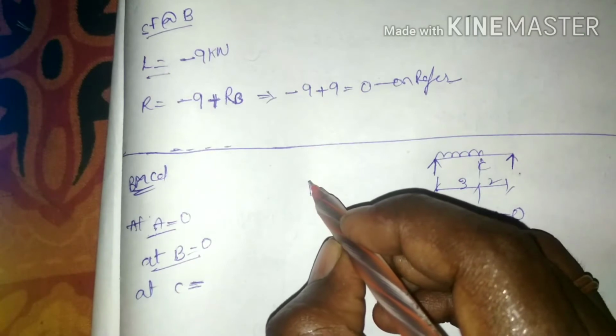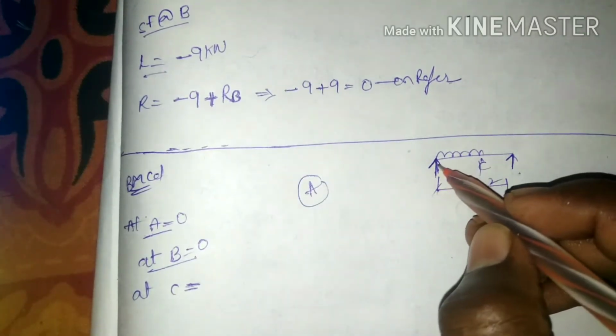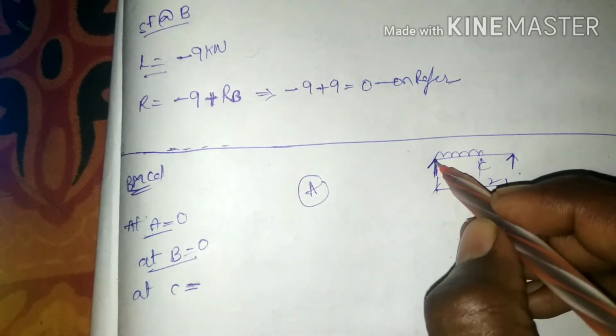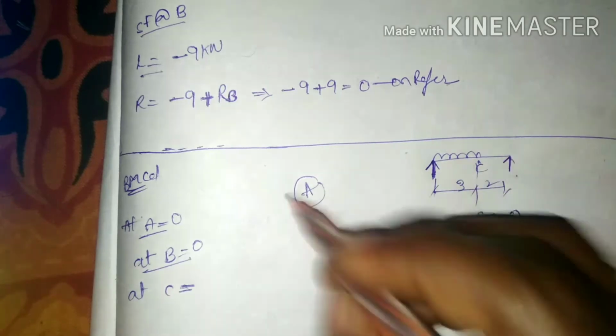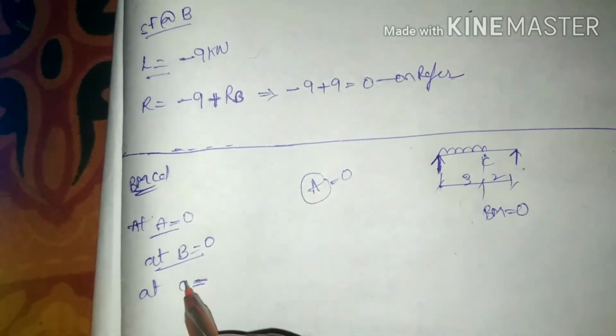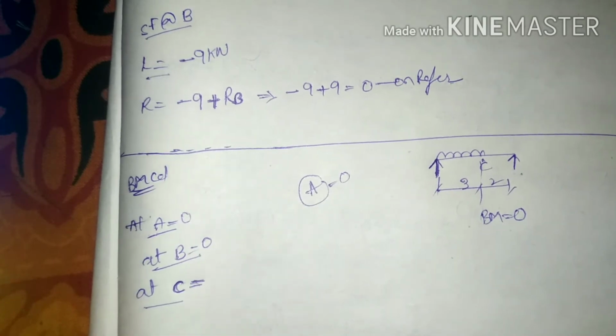Here, if I take the moment about A, there is no perpendicular distance to multiply with RA or any distances. It is going to be 0. The value will be 0. And for B also the same. I need only the moment at C.